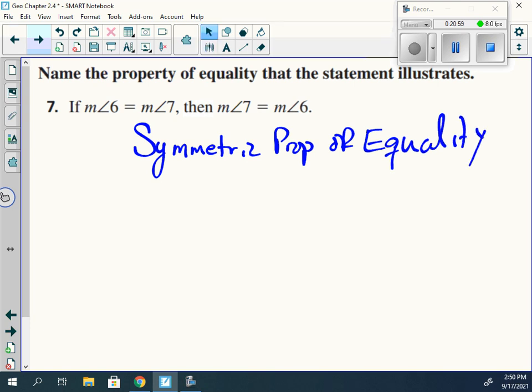Symmetric property of equality. Name the property of equality that the statement illustrates. This is the symmetric property of equality. Symmetric. Yep.